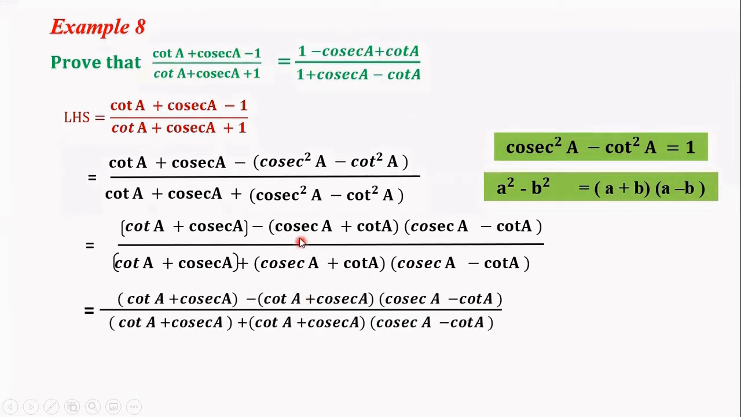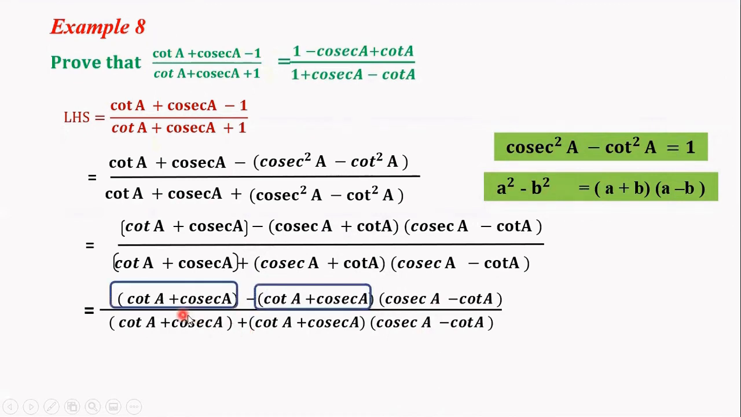In this step, we arrange this cosec A plus cot A as cot A plus cosec A. In the denominator also, this portion, cosec A plus cot A, we have arranged it as cot A plus cosec A. Remaining portions, same. Now in the numerator, altogether there are two terms separated by this minus, and in the denominator also, altogether there are two terms separated by this plus.